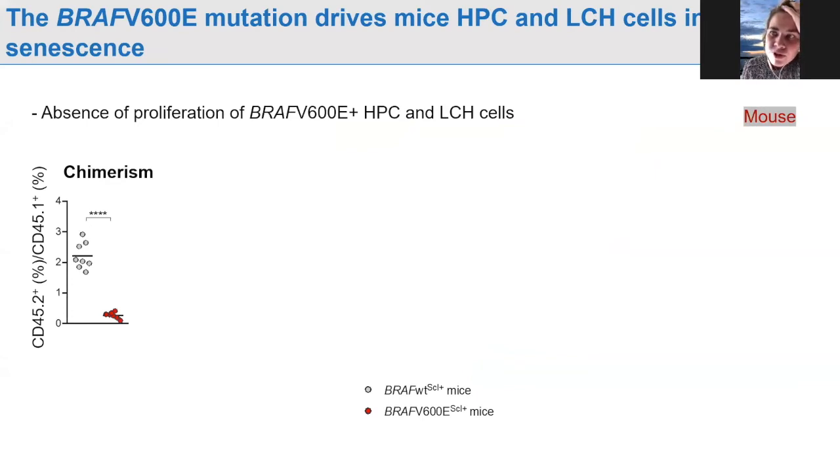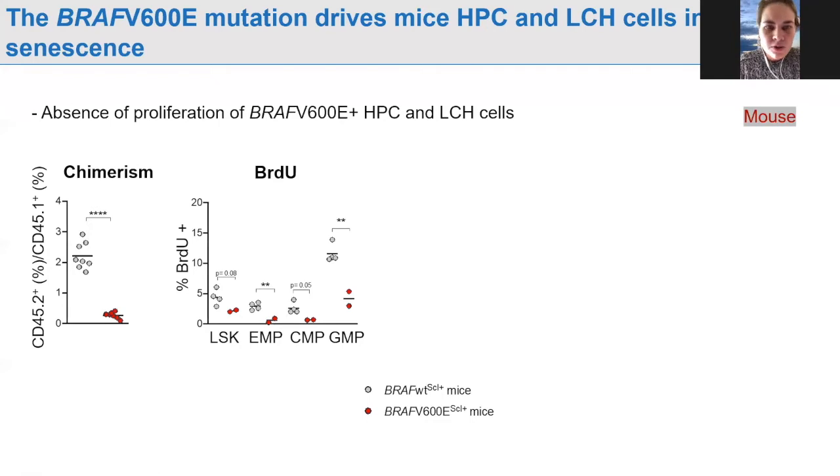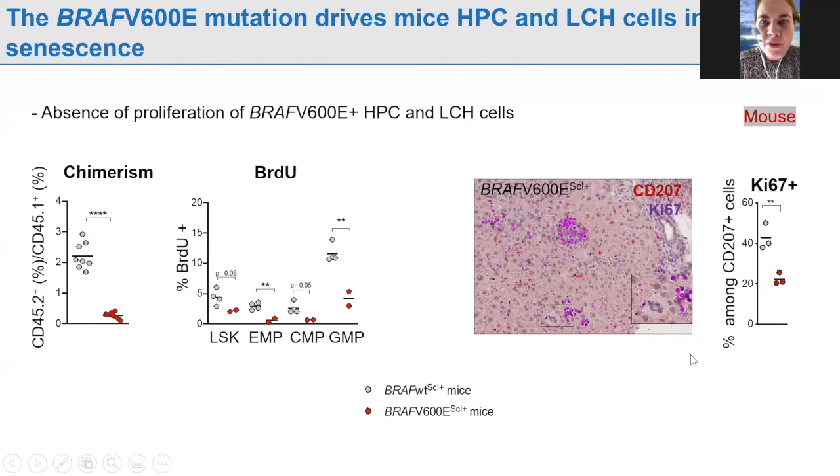Next slide. So we observed that BRAF V600E hematopoietic progenitors have a proliferative disadvantage compared to BRAF wild-type hematopoietic progenitors. So here I show you a bone marrow chimera competitive transplantation assay, and in red you can see that the BRAF mutated hematopoietic progenitors are not able to engraft when they are in competition with BRAF wild-type progenitors. Next slide. And we confirm the absence of proliferation by the low BrdU incorporation of BRAF V600E hematopoietic progenitors. Next slide. In the tissue from our mouse model, we also observe that the LCH cells barely proliferate, as you can see by the low Ki67 expression.